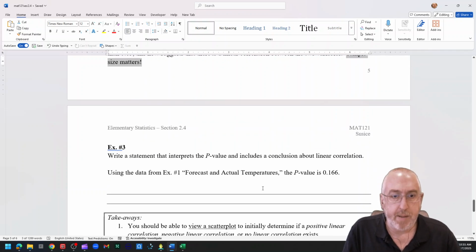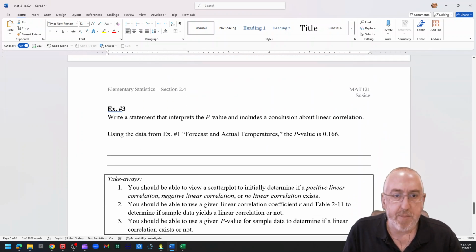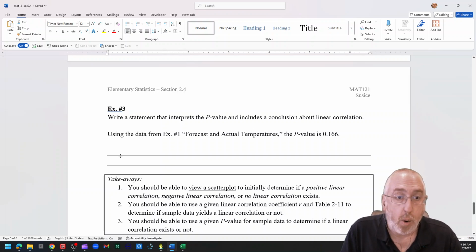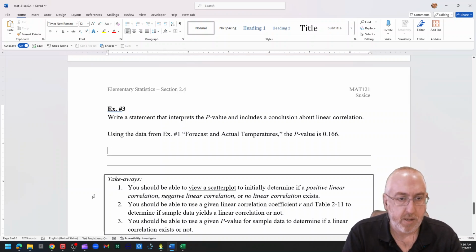All right, let's try one more example. Write a statement that interprets the p-value and includes a conclusion about linear correlation. So again, using the data from example 1, forecast and actual temperatures, the p-value is 0.166. Okay, so remember, with p-values, you're always comparing it to 0.05. So how does that compare to 0.05? It's bigger, right? So because it's bigger, that means there's no correlation.